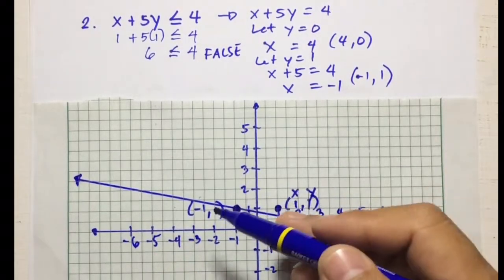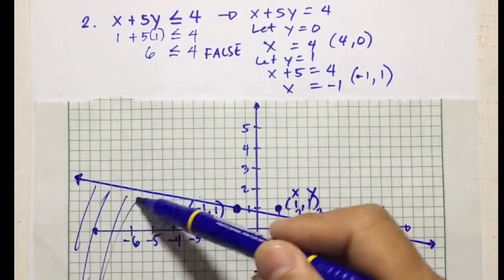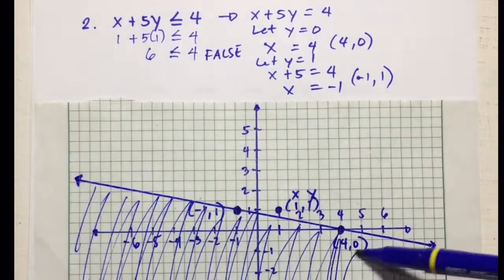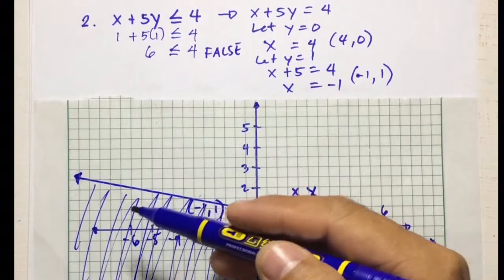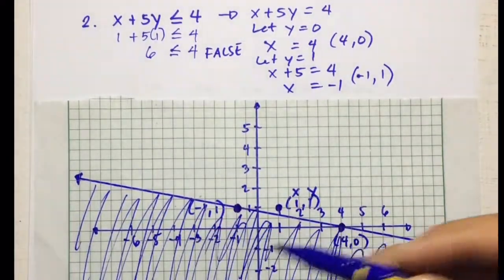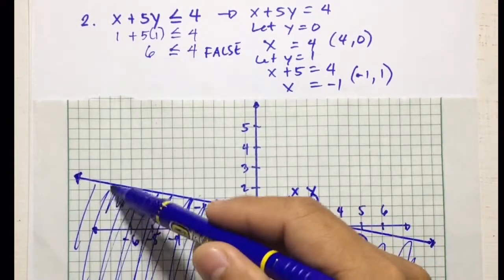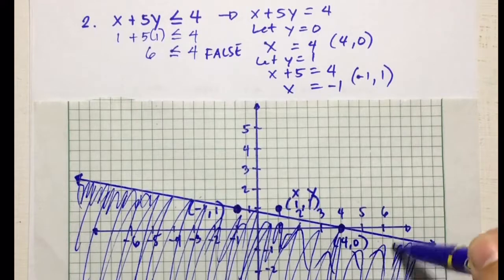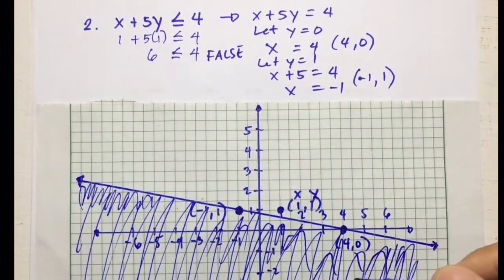So we're going to shade the other side of the line. So we're going to shade this part here. Again, this means that all of the points found on this side of the line are part of the solution, and also including the points on the line. So this will be the graph of x plus 5y less than or equal to 4.